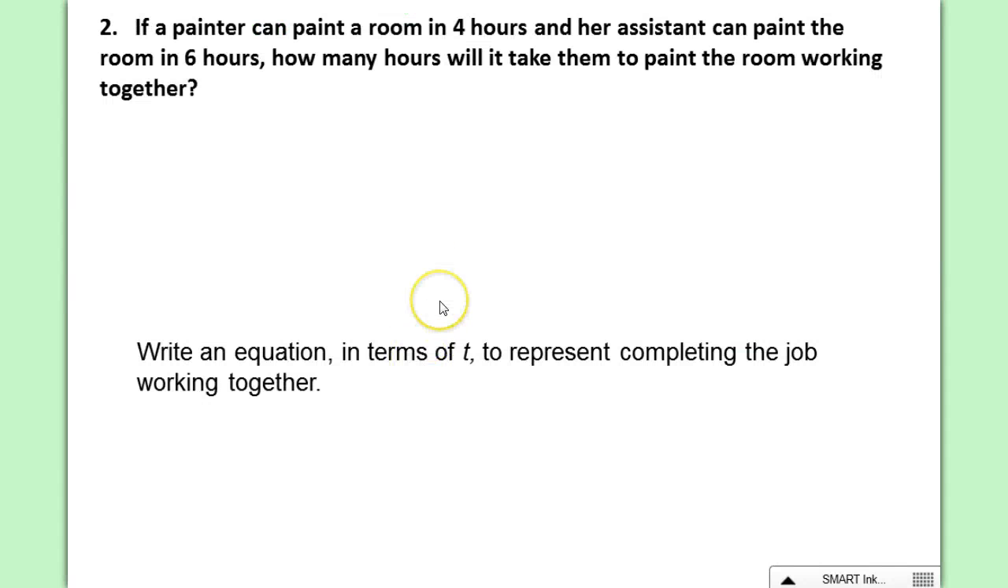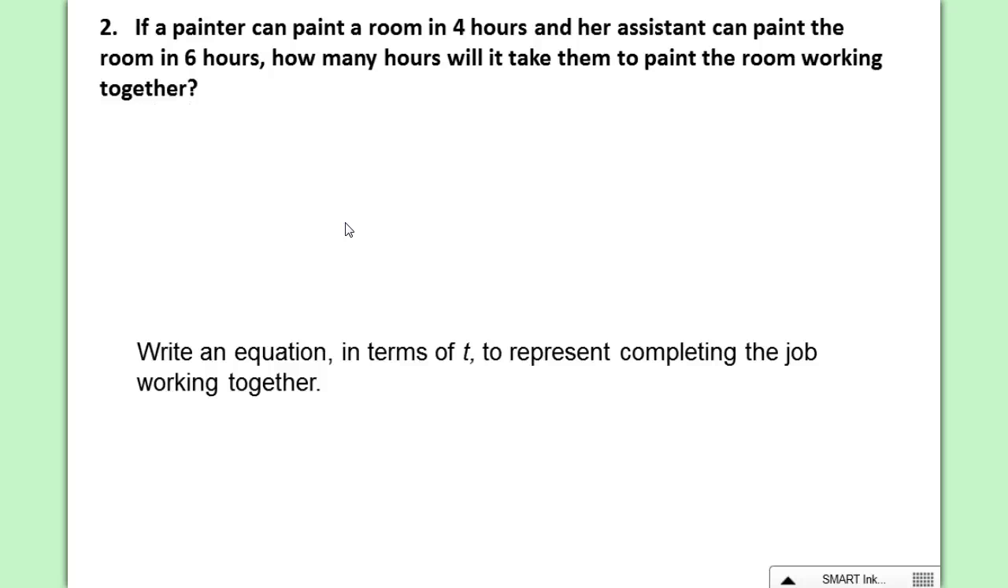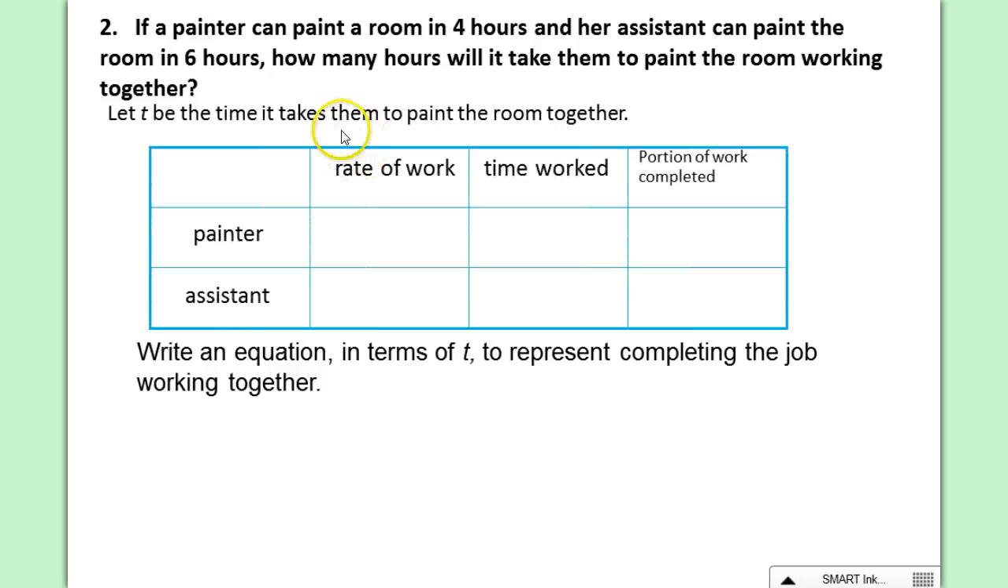All right, in the next example, there are different ways of using rates. This doesn't always have to be speed and distance and so on. Here's another way of using that same concept, but in this case we're looking for the time it takes to paint the room together. So you've got a professional who takes 4 hours and an assistant who takes 6. What if they work together? How long would it take them? Would you take the average?